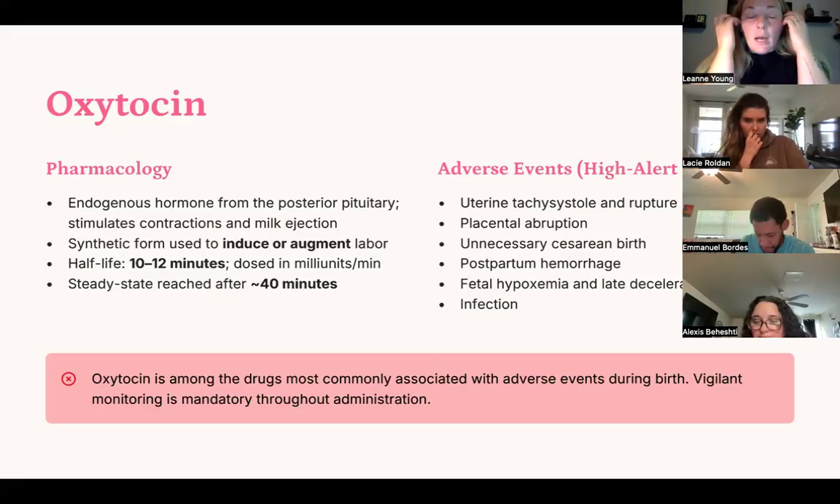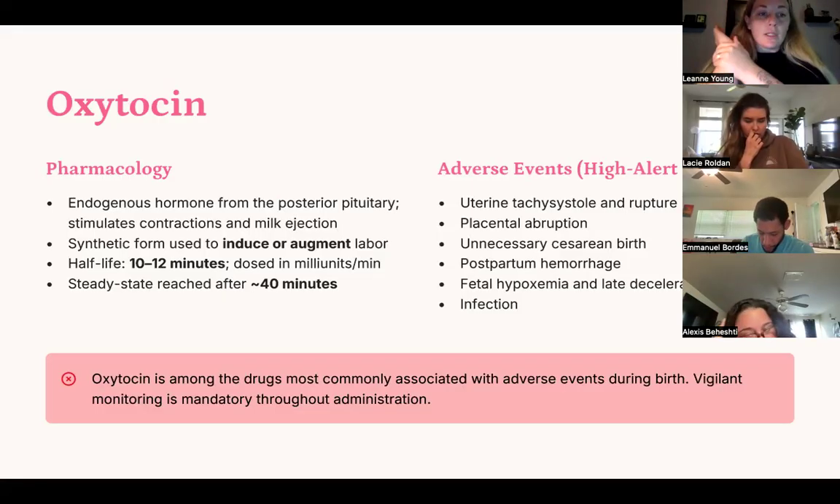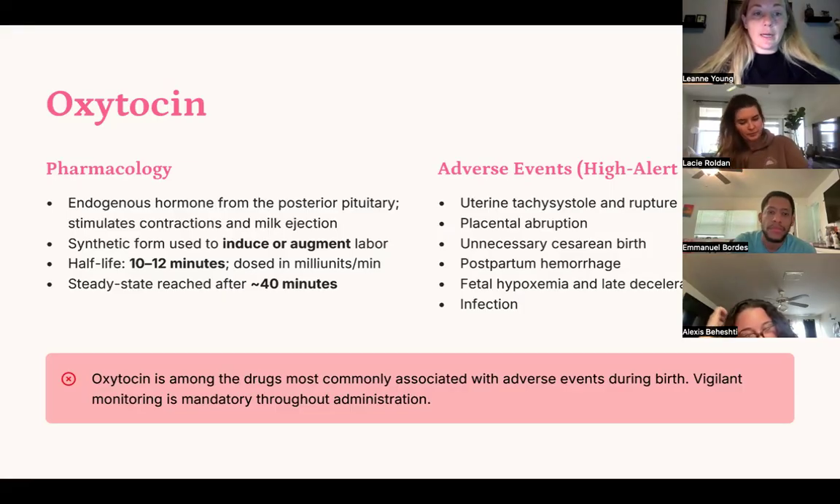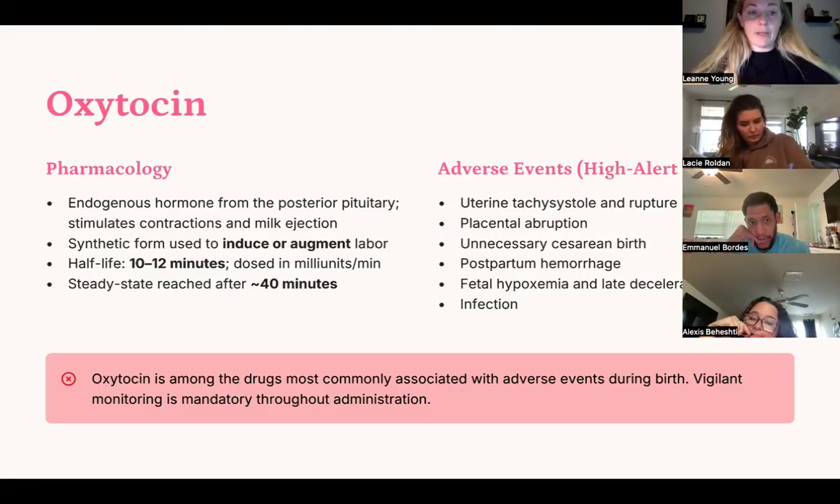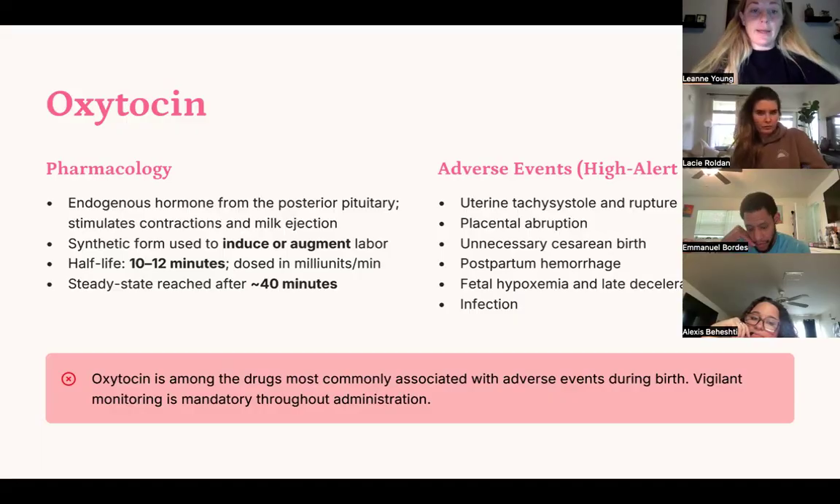Okay. So, what is this medication? What does it do? It is a hormone that is produced from the posterior pituitary gland, and it stimulates uterine contractions, and it also helps with milk ejection and our lactation process. We use the synthetic form to induce or augment labor. It has a short half-life, so it's only 10 to 12 minutes, and it's dosed in milliunits per minute.